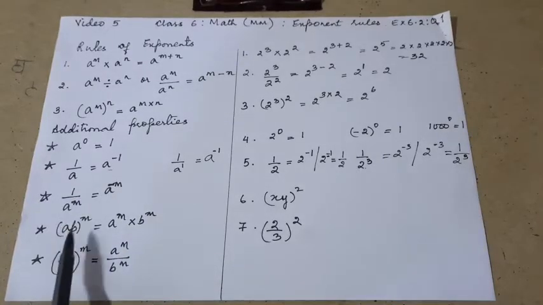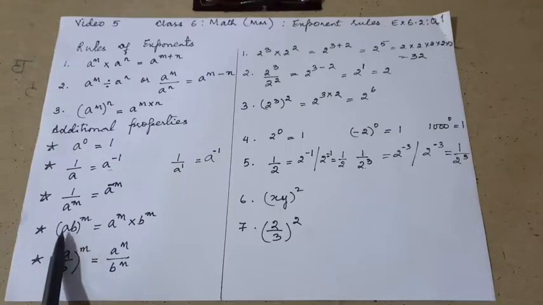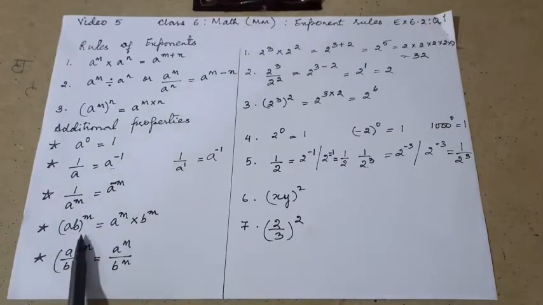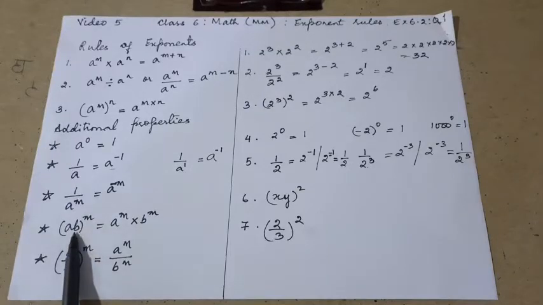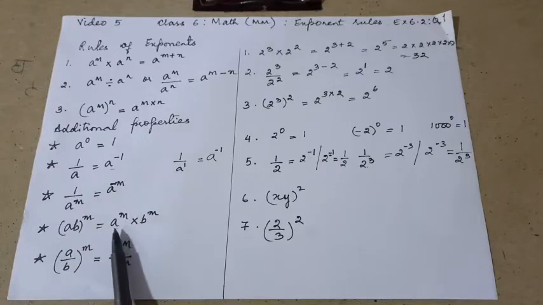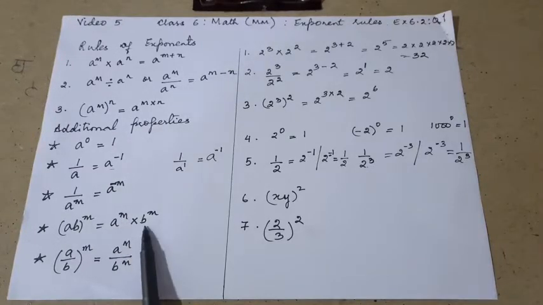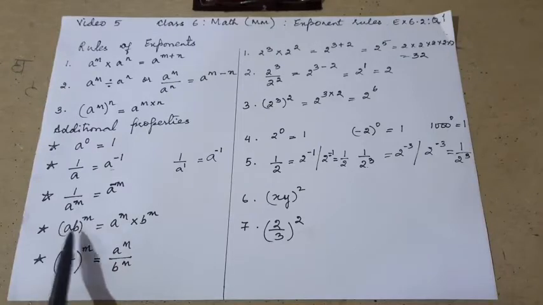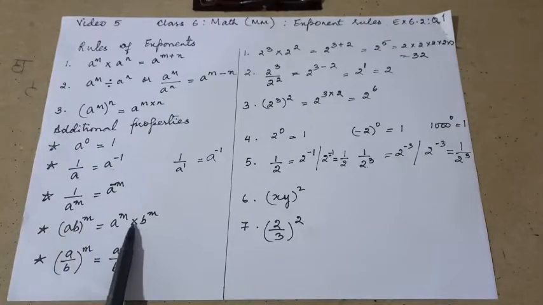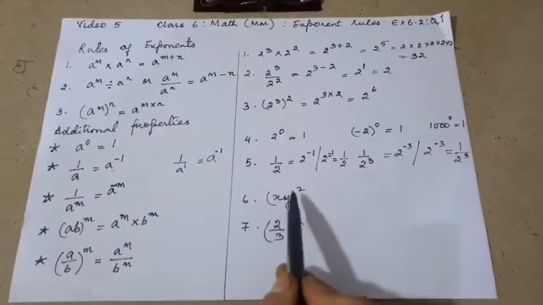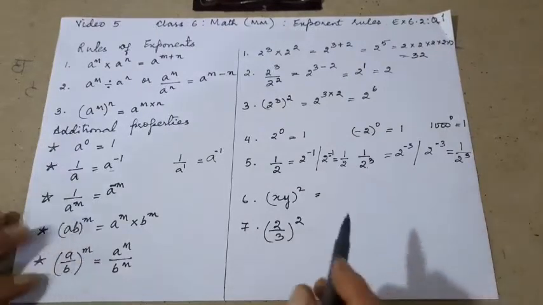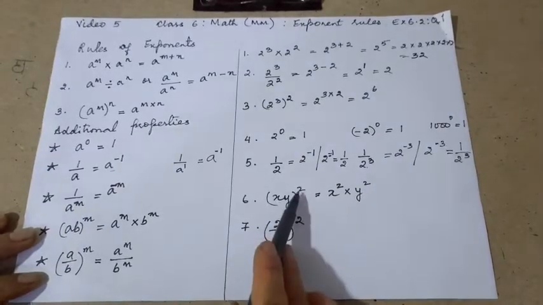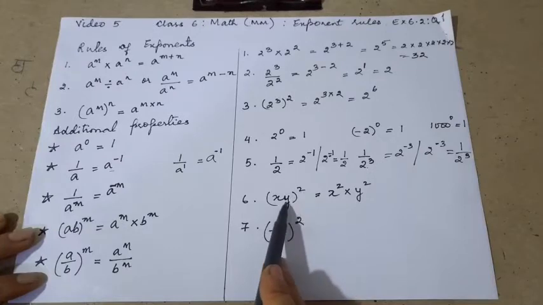Okay, ab the whole thing to the power m means this power m is for a as well as for b. So if I am going to separate it, I can write a to the power m into b to the power m. For example, xy whole thing squared, I can split it like this, x squared into y squared. The square is for x as well as for y.